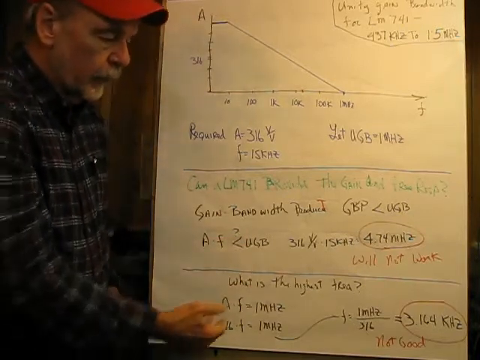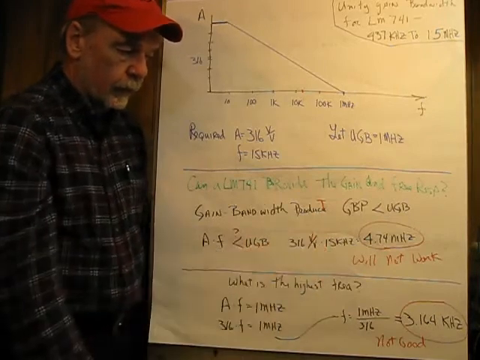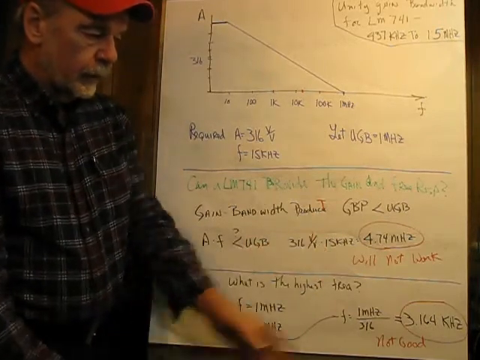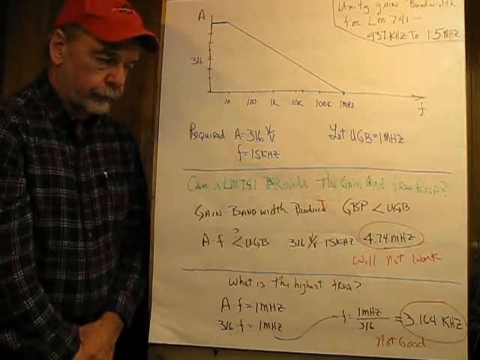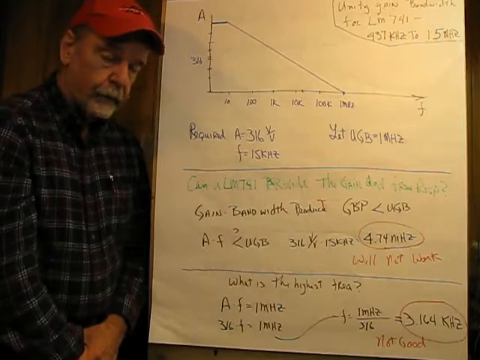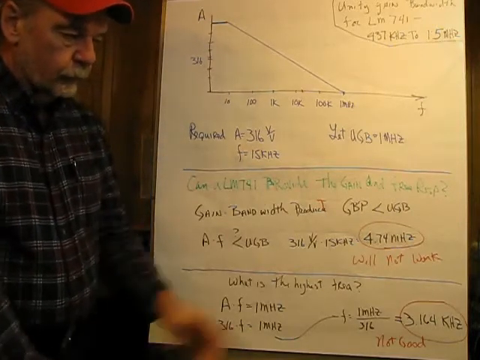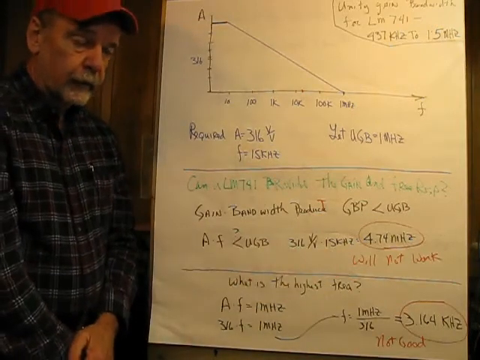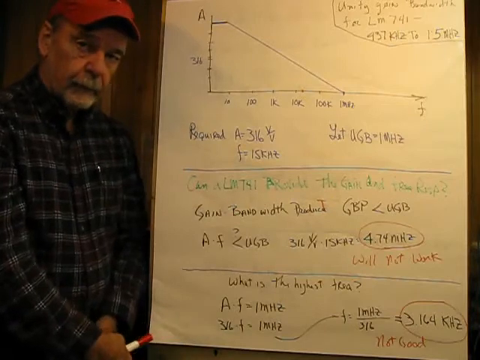Let's find out. So I have 316 of gain times 15 kilohertz, and that comes out to be 4.74 megahertz. So that exceeds the UGB of the 741. It drastically exceeds it. So let us go on with this. It will not work. We're not going to be able to get 15 kilohertz at that gain through the amplifier.